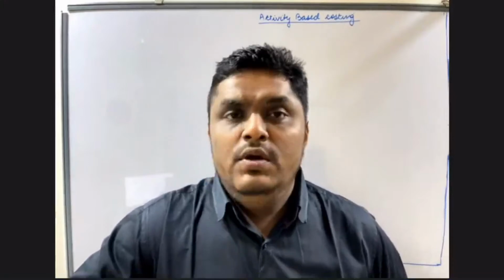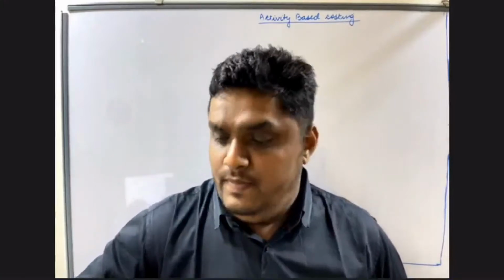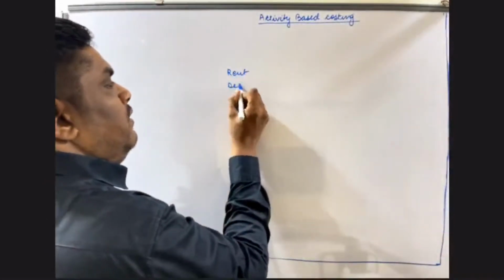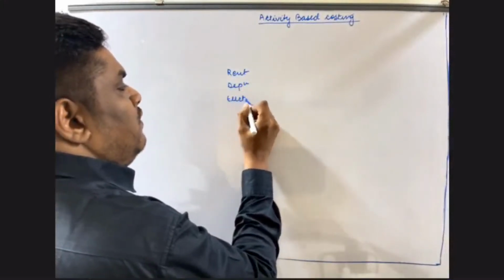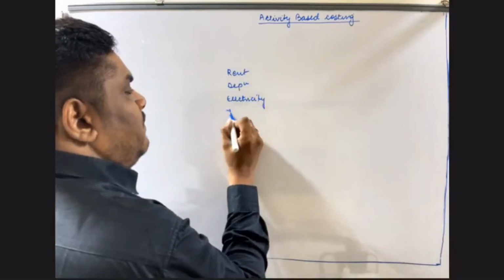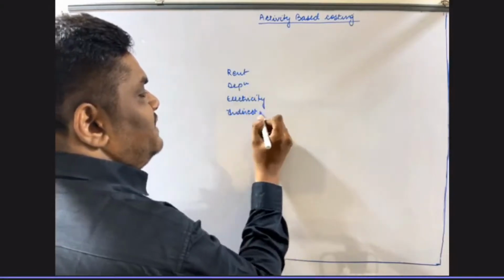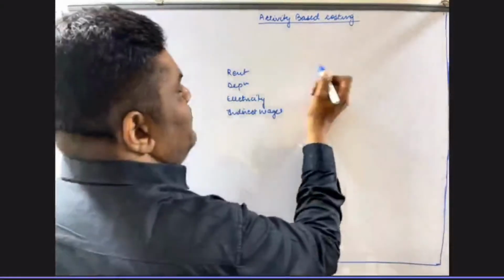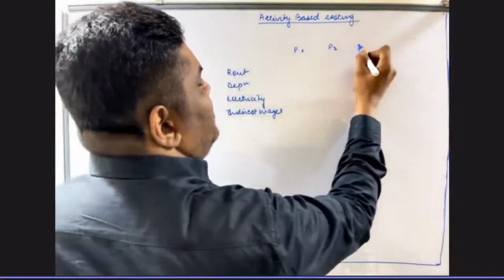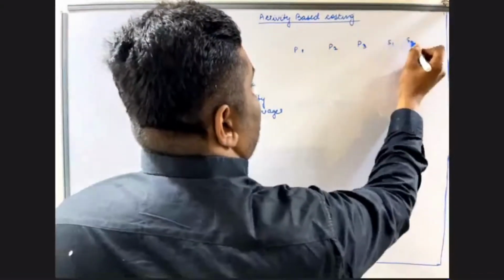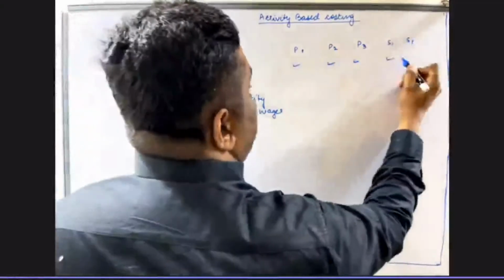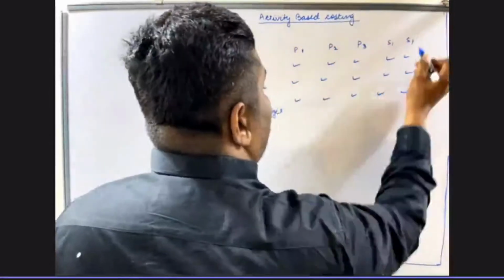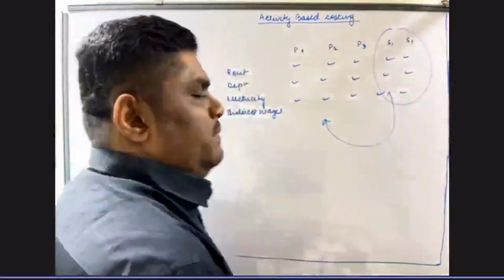Let's start with it. In overheads, let's say these are the overheads incurred: rent, depreciation, electricity, indirect wages. What we used to do was distribute the overheads among the various production departments and service departments. We used to distribute the overheads via allocation, apportionment, and reapportionment of overheads of the service department to the production department.